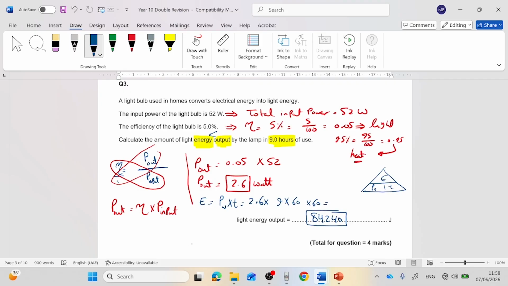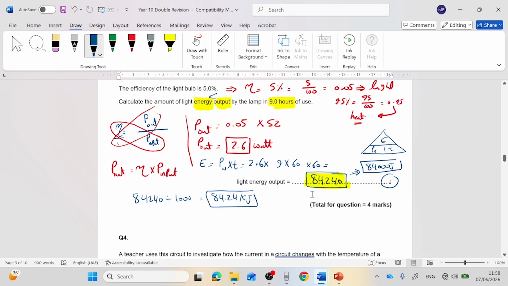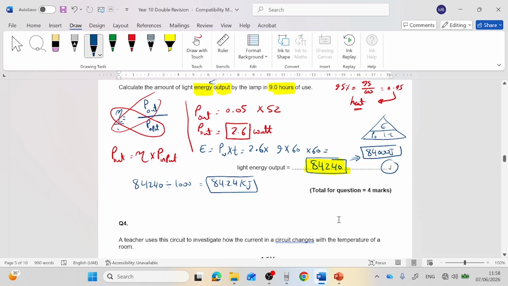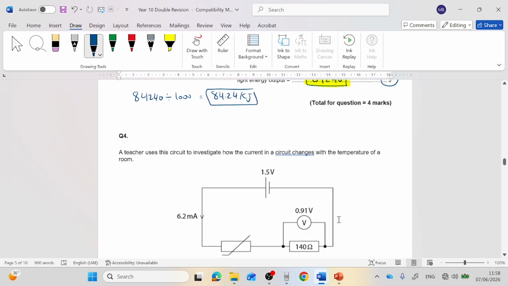Done. But if the question needs the answer in kilojoule, you need to divide this number by 1000. So in this case, it will be 84.24 kilojoule. But since the question is asking for the answer in joule, you will keep the number as it is. If the question is asking you to find the result to two significant figures, in this case, it will be 84,000 joule. But you need to read the instructions. There are no given instructions for the output value, so you can keep it as 84,240 joule.